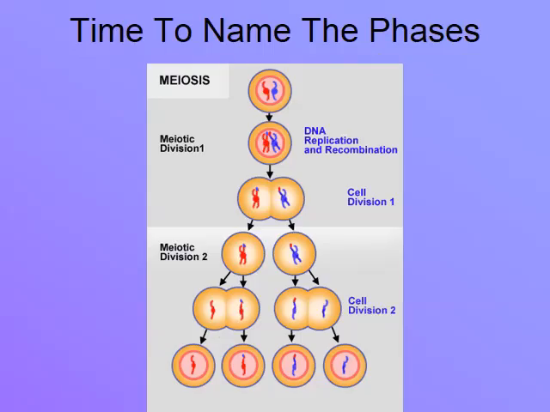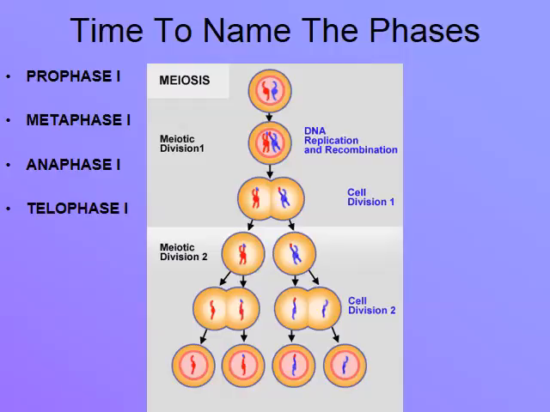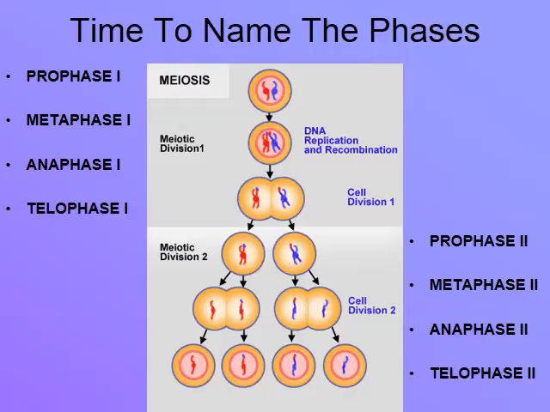So it's time to go ahead and name the phases. Now if you know mitosis, you know meiosis. All we do is just double what we do. So we have prophase 1, metaphase 1, anaphase 1, and telophase 1. After that, we have cytokinesis. For the second meiotic division, we have prophase 2, metaphase 2, anaphase 2, and we finish it up with telophase 2 and cytokinesis once more.